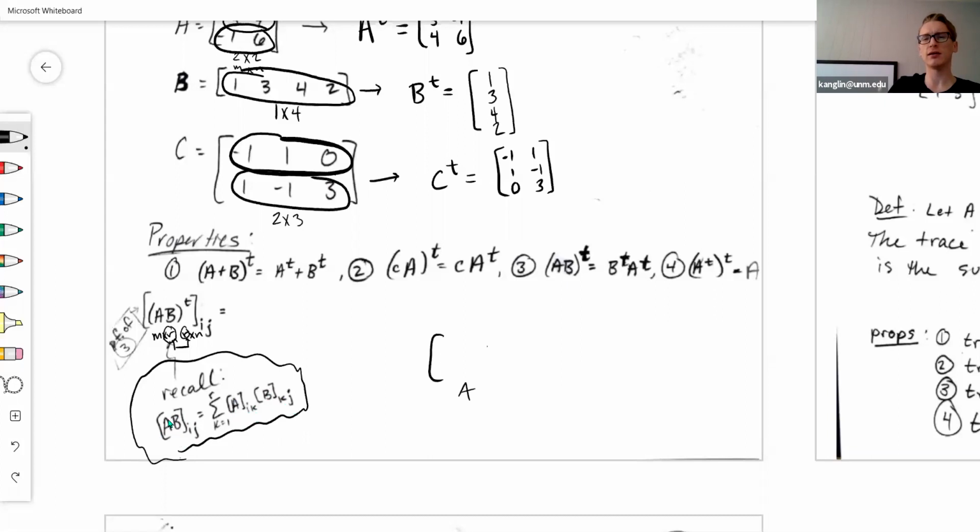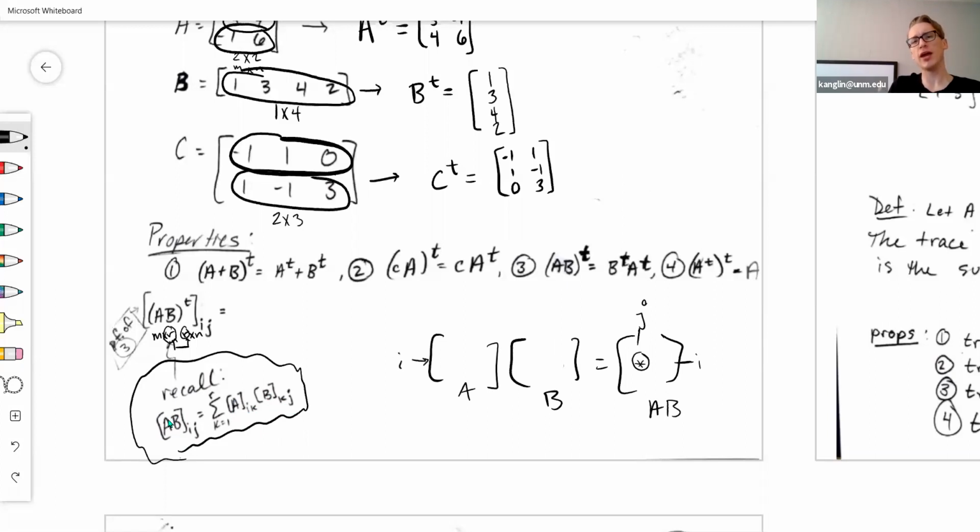If this is A and this is B, then the result, A times B, if I was looking in the ith row and the jth column, the entry that sits there really says look at the ith row of A and take a dot product, just like a dot product, except one's a row and one's a column, with the jth column of B.